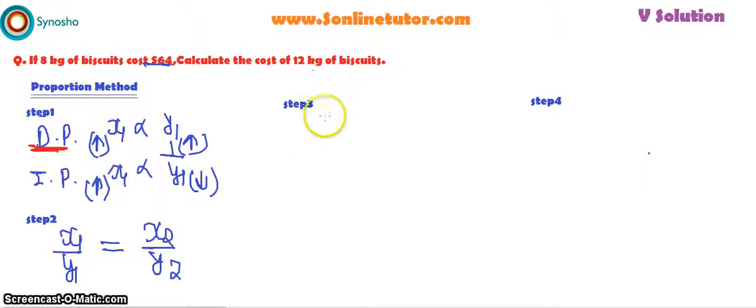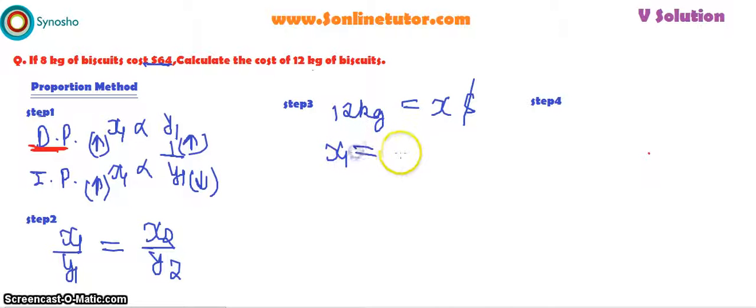What we can do is suppose that the cost of 12 kg of biscuits is x dollars. Now for the formula, we can write the quantities here. Suppose x1 is what? x1 is the cost of 8 kg of biscuits, which is given as $64. What is y1? The y1 is the quantity of biscuits, which is 8 kg in the first case.